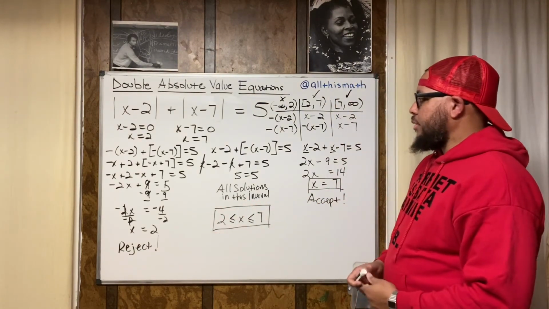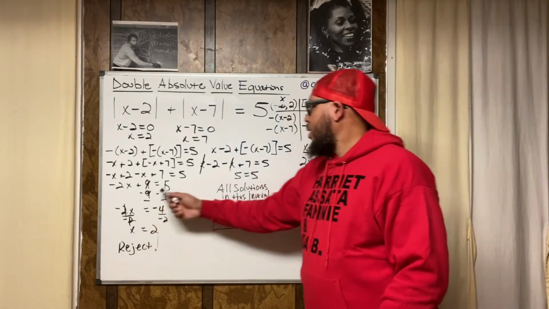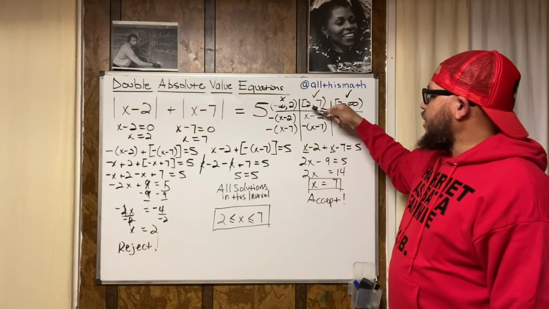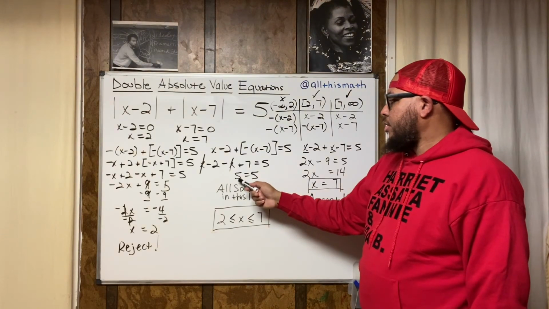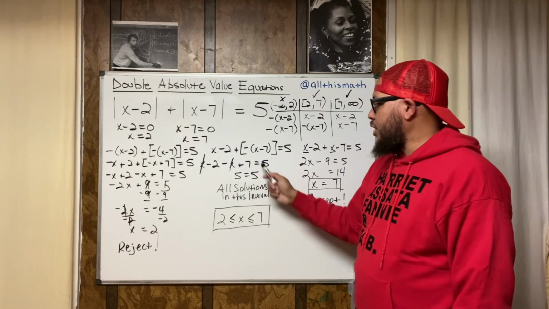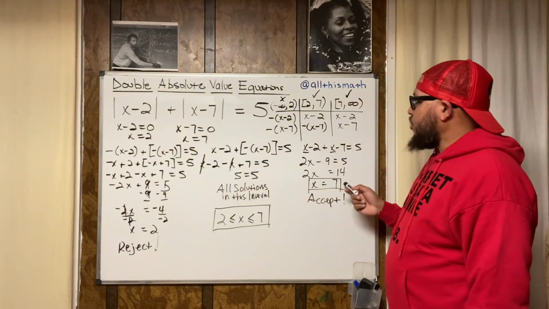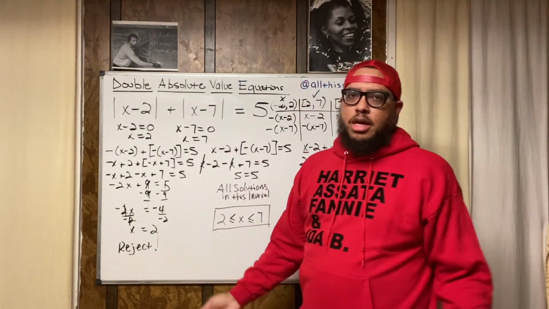All right? And this is using the table method. So even though we rejected the 2 when it was in this interval, we accept everything that's in here because we got an identity. And when we get an identity, that means that all solutions in this interval are good. But then over here, we found that x is equal to 7. And we even check it. You know, when you check it, you find that it works.